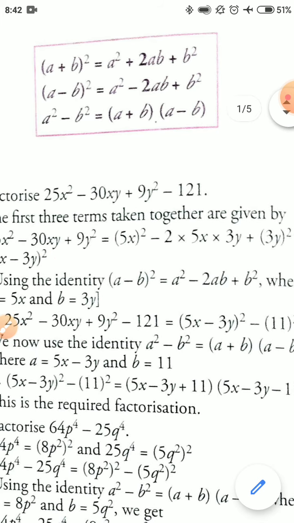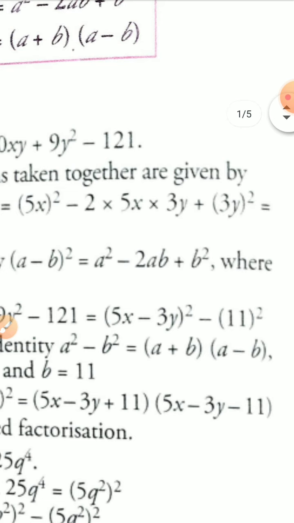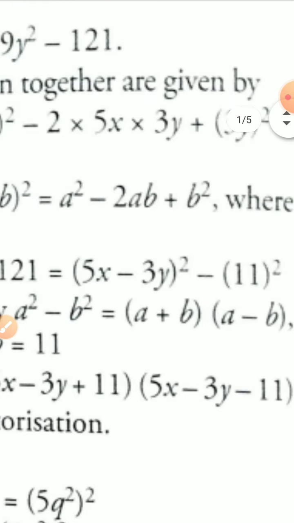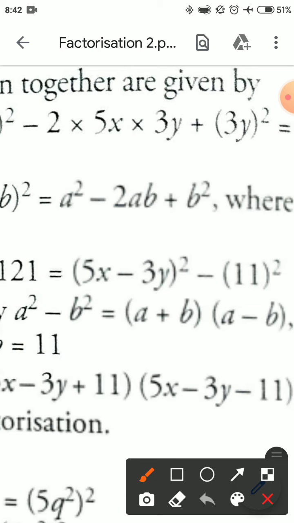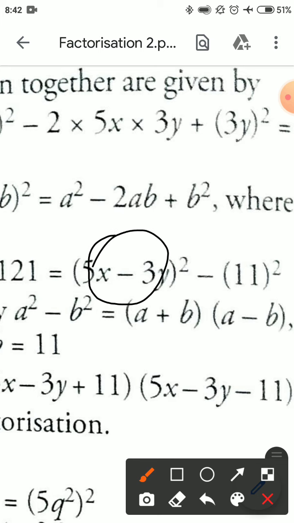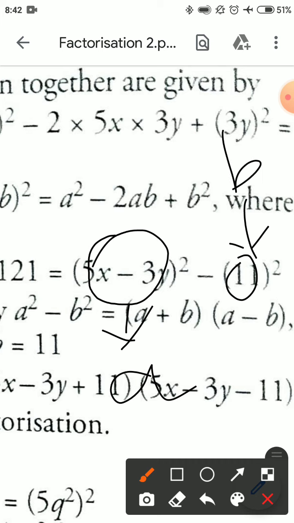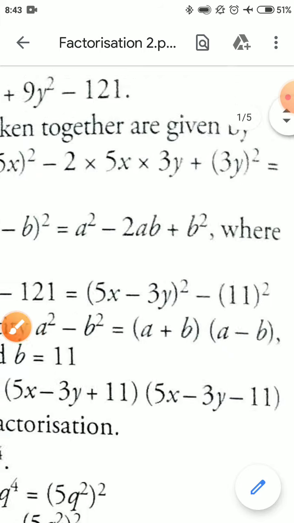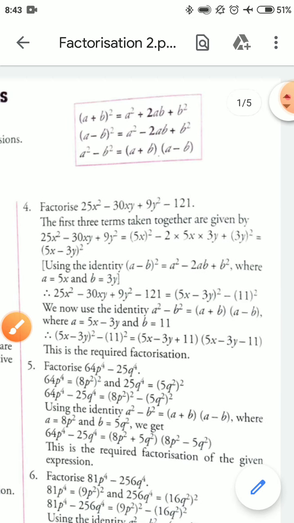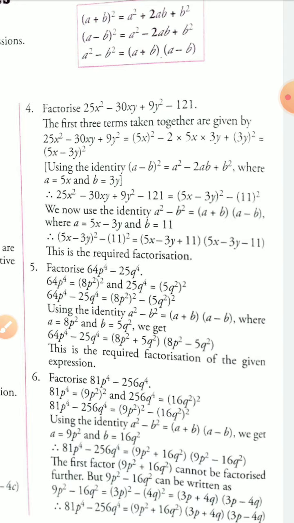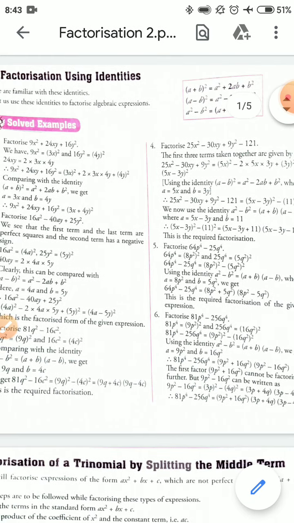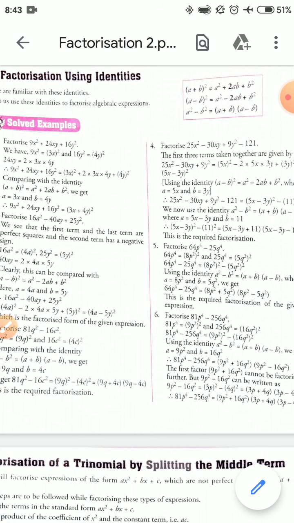Now you can see that 121 is the square of 11, right? Now we will use our third identity, that is a square minus b square, where we will consider 5x minus 3y as a and 11 as our b. If we consider them, then what we will get is 5x minus 3y plus 11 into 5x minus 3y minus 11, right? So this is our required factorization. So in this way you can factorize the given polynomial using identities.